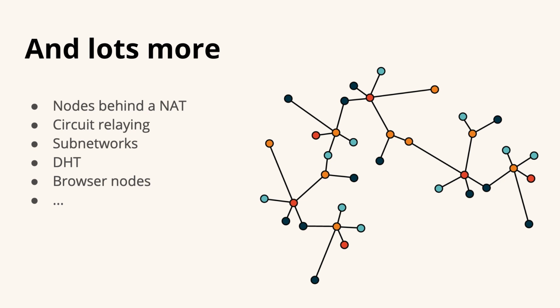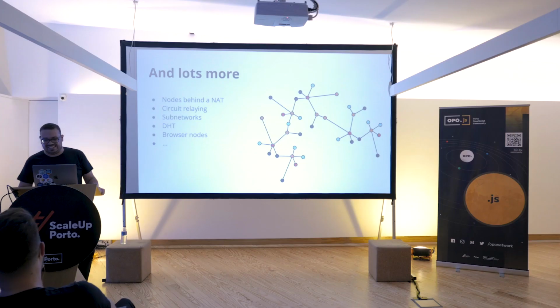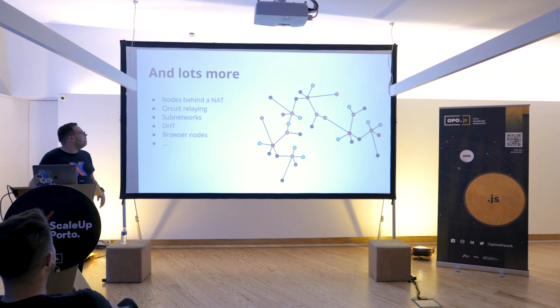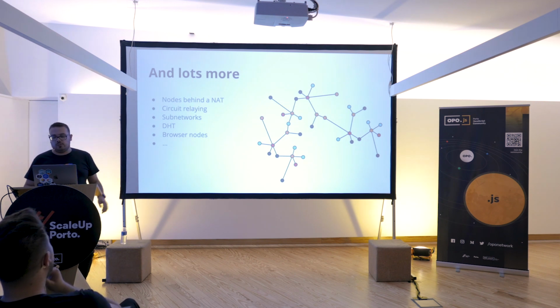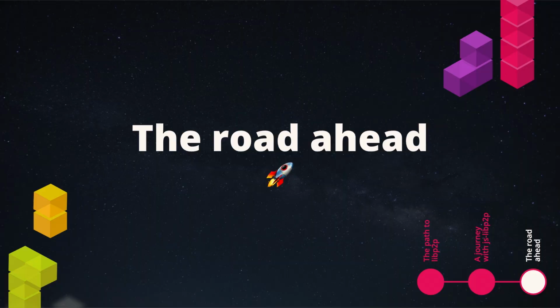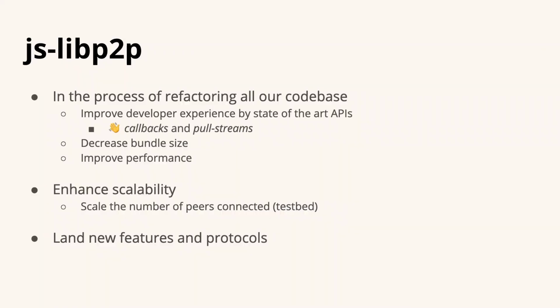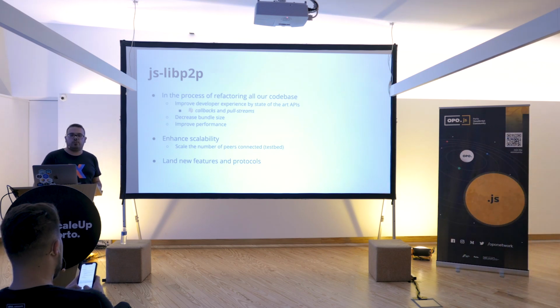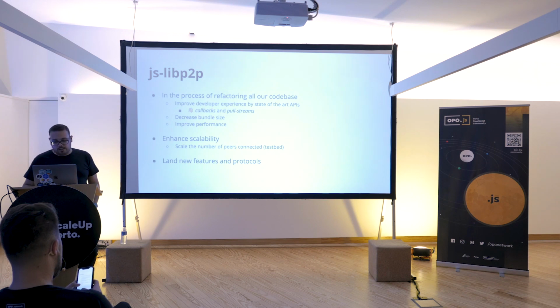So there are a lot of challenges around that libp2p covers, and some of them are nodes behind NATs, circuit relaying, subnetworks, the DHT, browser nodes. I will not explain this as it would get really complex. So the road ahead of the JavaScript implementation: we are in the process, as I said, of refactoring all our code bases, goodbye callbacks and pull streams. We want to decrease the bundle size with this and improve performance. We also are working a lot on enhancing the scalability of libp2p, and for this we are building a test bed where we can scale the network to thousands or even more of peers in order to understand if we can scale that much or not, and of course land new features, which is essential.